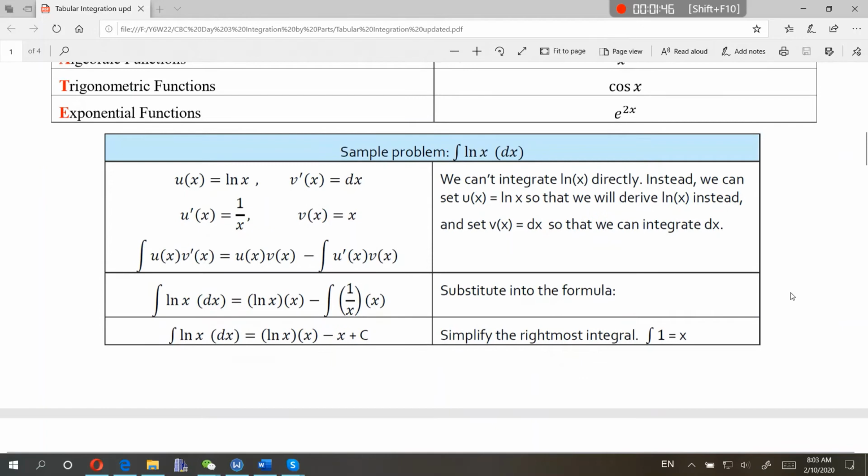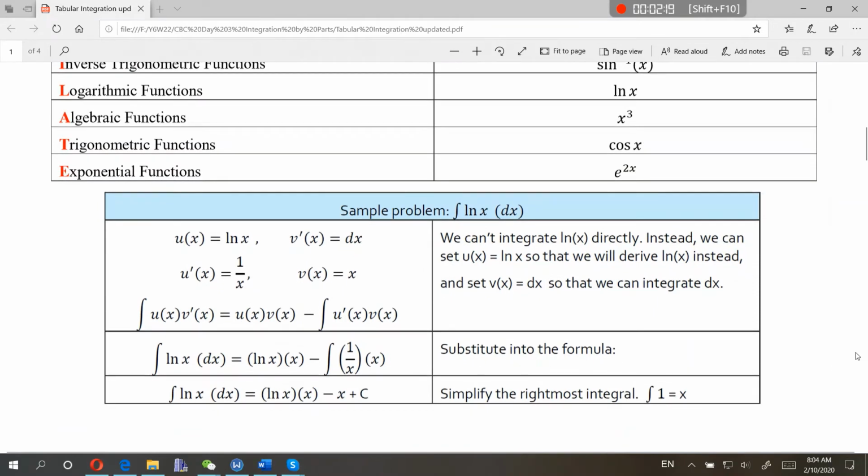Okay, so here's one worked out the old way. If I wanted to integrate natural log of x dx, then I could derive the natural log and integrate the dx. So this would be uv, so if I integrate dx I get x, so this is x ln x, minus u prime v, minus 1 over x times x, which is 1, and if I integrate 1 I get x. So that's x ln x minus x plus c.